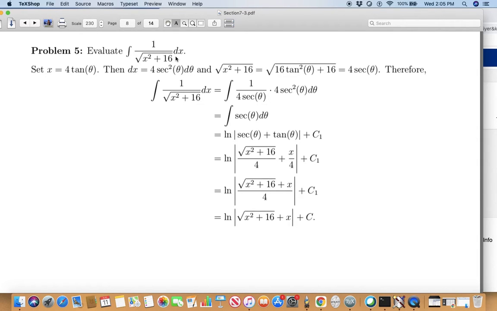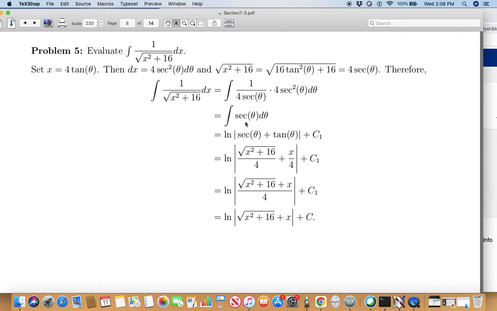What happens to the square root? The square root of x squared plus 16 is the square root of 16 tan squared theta plus 16. Get 16 common. Tan squared plus 1 is secant squared. So the entire square root turns out to be 4 secant. Alright. So this integral is therefore, what is dx? dx is 4 secant squared theta d theta over this square root we just calculated, which was 4 secant theta. So 4 cancels, one of the secants cancels, and you are left with the integral of secant theta.